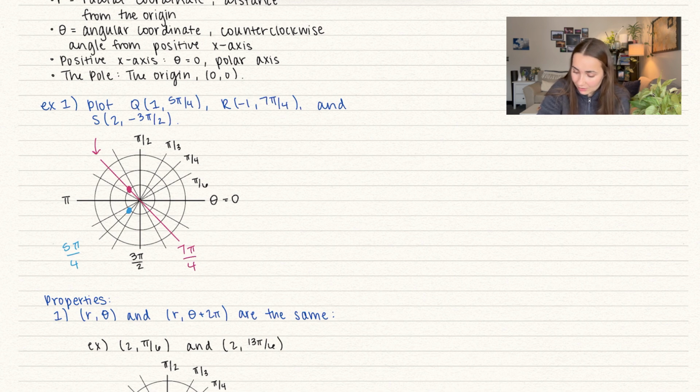Now, our last little example here is going to be, let's see, we did Q, we did R, we're going to do S, do in purple. Okay, so now notice here, our angle is going to be negative. So instead of going in the positive orientation, we're going to go in the negative orientation.